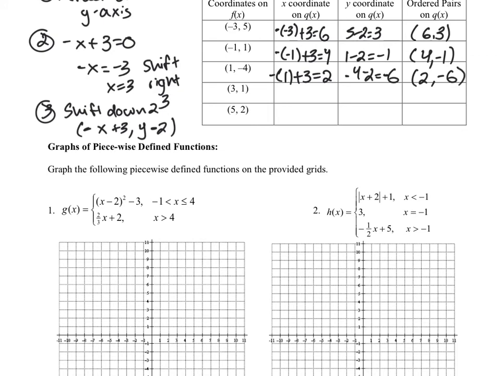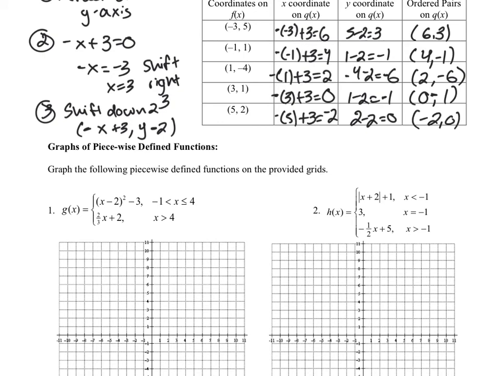2 more. X is -3 plus 3, so that is 0. And then 1 minus 2 is -1, so 0, -1. And then the last one, we have negative times 5 plus 3. -5 plus 3 is -2. And then 2 minus 2 is 0. And so our ordered pair is -2, 0.